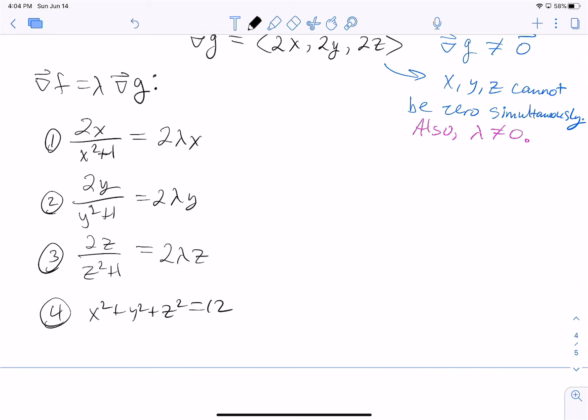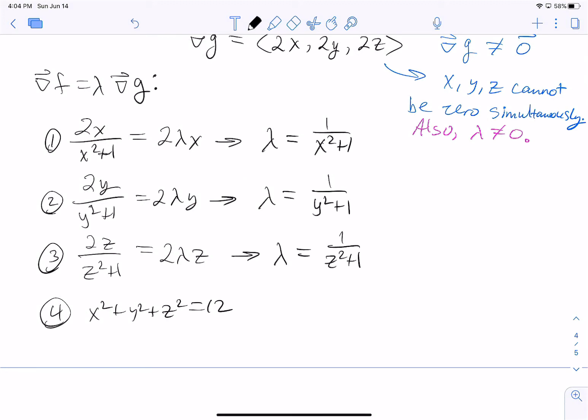Well, with that out of the way, let's go ahead and explore these equations. If we take this first equation and divide both sides by 2x, then we will get that lambda is equal to 1 over x squared plus 1. Likewise, the second equation, we divide by 2y, will give us lambda is equal to 1 over y squared plus 1. And for the third equation, we conclude that lambda is equal to 1 over z squared plus 1.